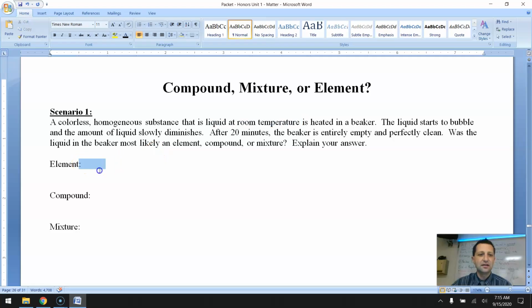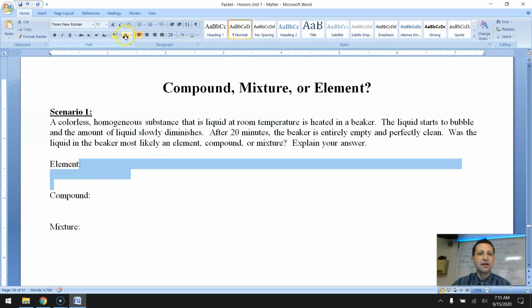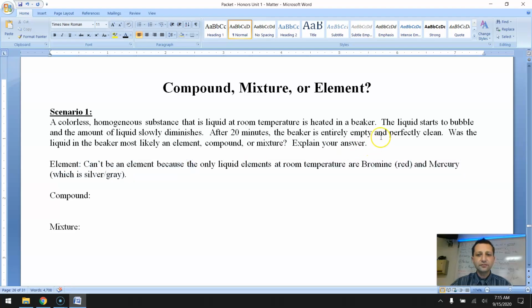I should have the answer popping up here. Let's write that in. Take a second and jot that down. This is what I would do: I would write element, compound, mixture and say what's what. So it can't be an element because the only liquid elements at room temperature are bromine, which is red, and mercury, which is silver or gray.